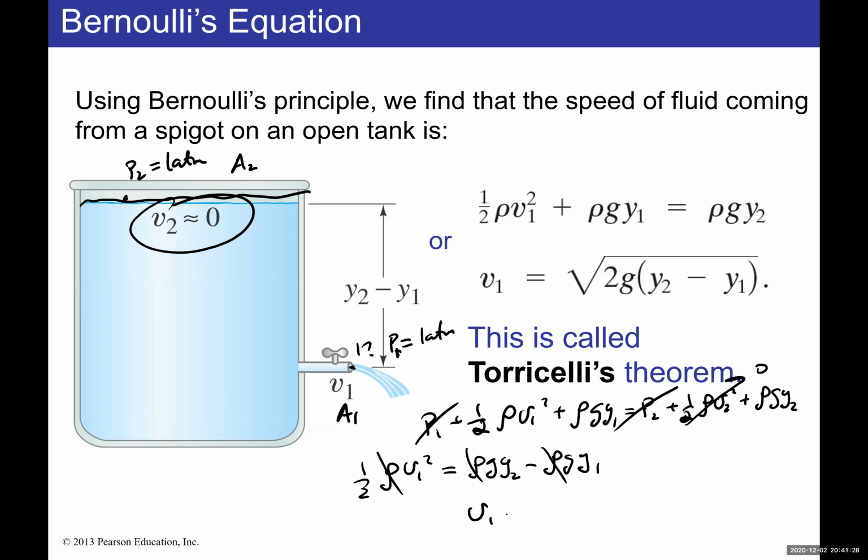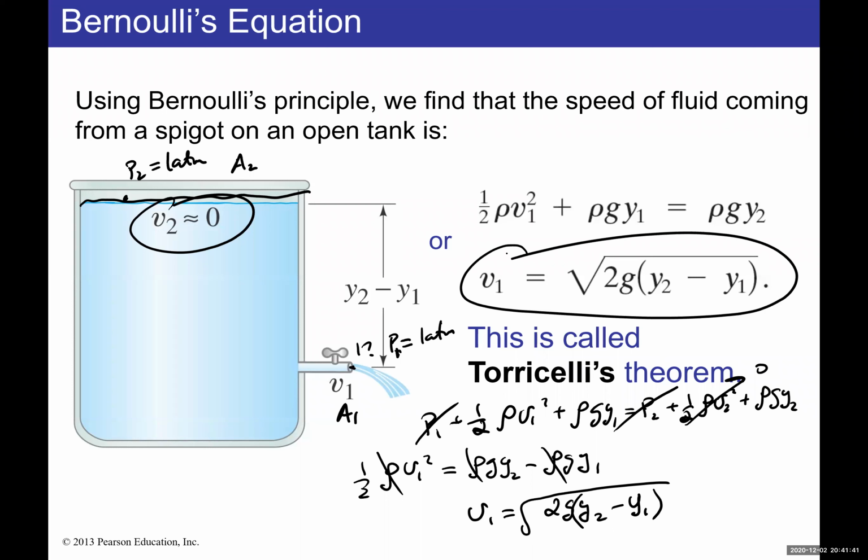And then I end up with V1 equals 2 times g times (Y2 minus Y1), because V1 is squared, then take the square root. And that's what we have. This is known as Torricelli's theorem.